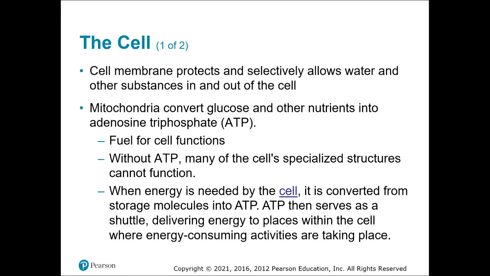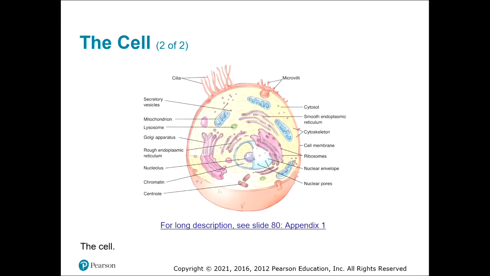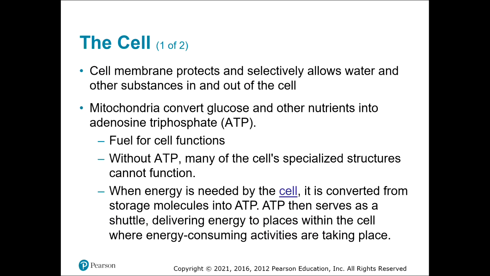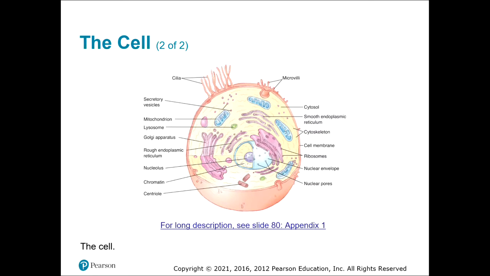So the outer portion of the cell is the cell membrane. The cell membrane protects and selectively allows water and other substances in and out of the cell. The cell membrane, which is that orange-colored outside section of the cell, is made up of phospholipids, which are basically fats, and proteins, and those selectively allow water into and out of the cell, and it also allows certain electrolytes and different components into the cell.